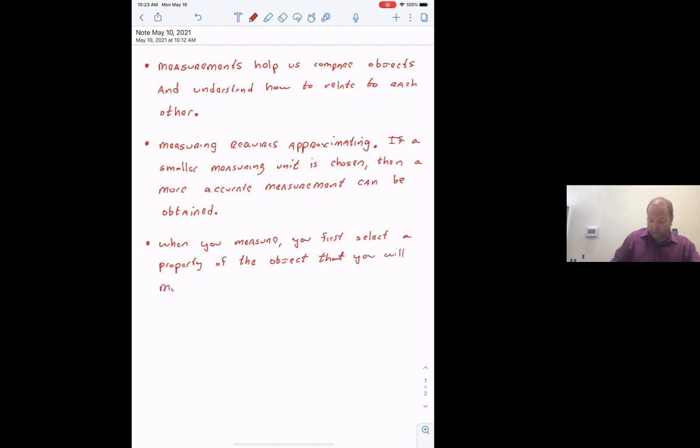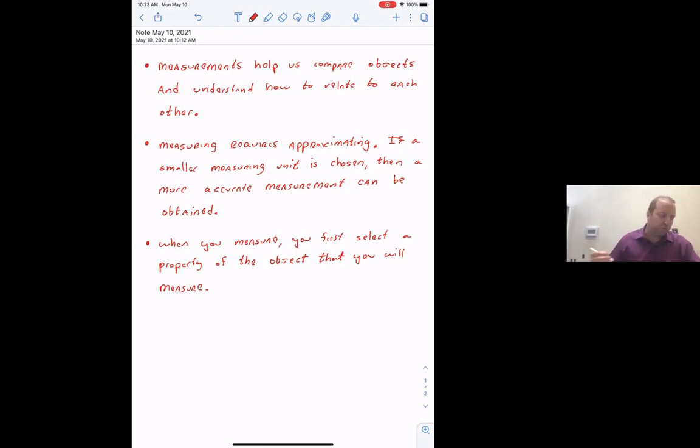Do we want its length? Do we want its mass? Do we want its volume? Do we want its color? So when you've measured, you first select a property of the object that you will measure. By the way, color seems a little weird because color is not really quantitative like the others. There's no numbers involved in color, but in physics, we know that color corresponds to frequency, so it becomes quantitative as well. But we'll keep it simple here. Length, height, time, mass, very number-oriented measurements.